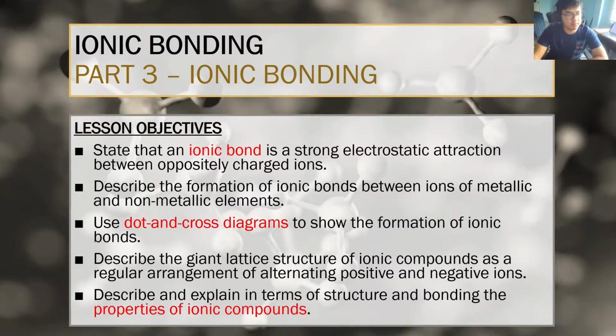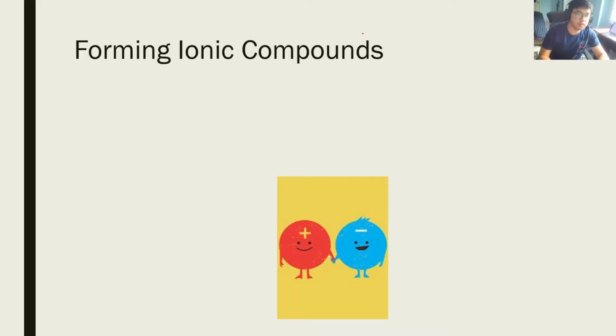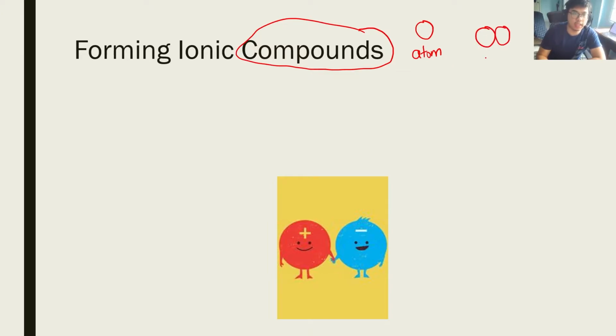These are the lesson objectives. You can read them yourself. So we will start the lesson. Just to remind you again what compounds mean: if you have just one particle, that is what we call an atom. But if you have two or more atoms joined together, that is what we call a compound. You can have two or three atoms joined together.